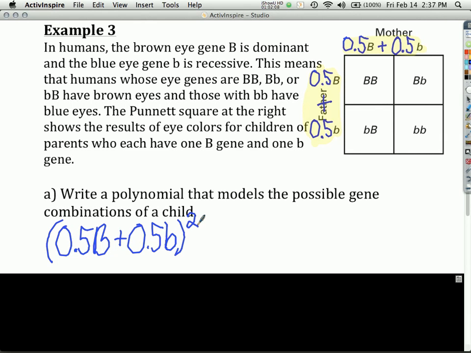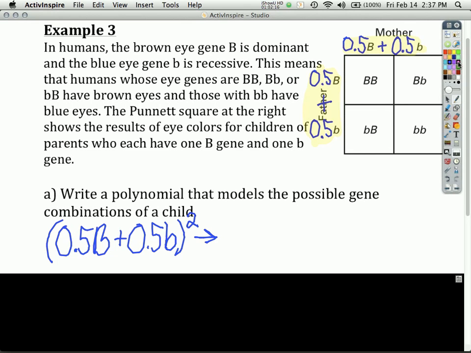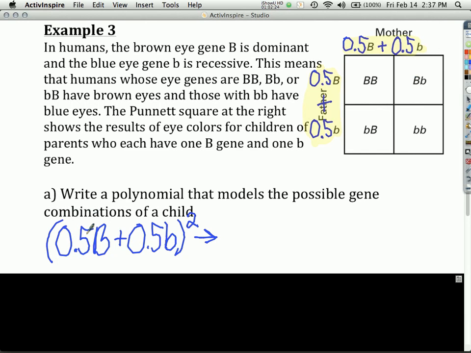And so we can now write a polynomial that illustrates that, because we now have a shortcut to use. Square the first term. What do we get when we do 0.5 squared? Sebastian? We get 0.25 big B squared. Square the second term. What will we end up with? Kayla? Very good.